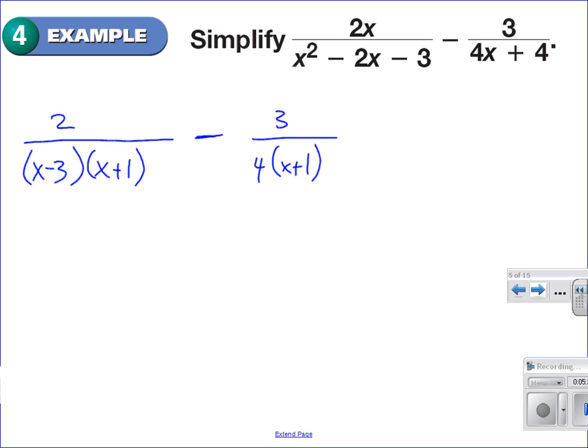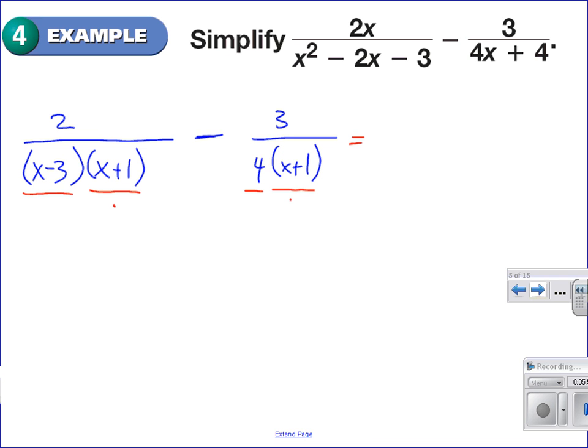Basically, this thing has 4 pieces. It has an x minus 3, an x plus 1, a 4, and an x plus 1. So what I want to do here is say, there's x plus 1 in both of these.